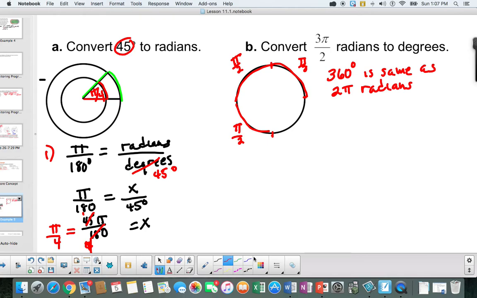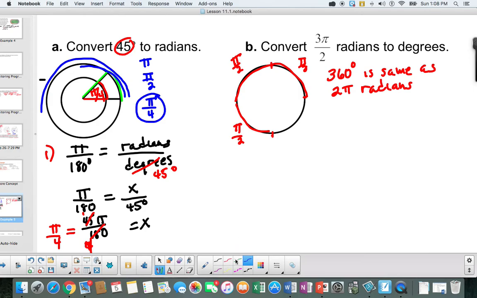Okay, another way you can look at this problem is you can look at it this way. We know half a circle is going to be pi radians because all the way around is 2 pi. A fourth of the way will be pi halves. That will be a fourth of the way. And half of that would be pi fourths. So pi fourths is 1/8 of the way around the whole circle.